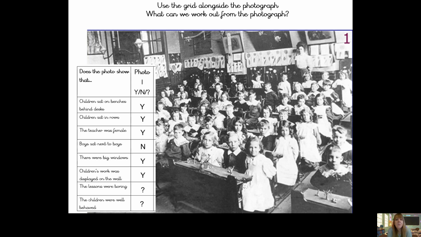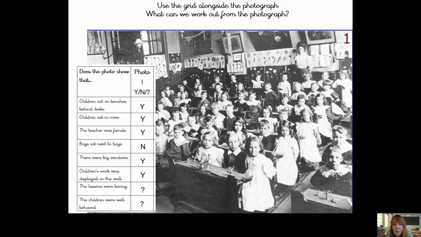Does the photo show that children sat on benches behind desks? Let's have a look. Are they sitting on benches behind desks? Yes, they are. So we're going to put a Y in the grid. Does the photo show that children sat in rows? When children sit in rows, it means they sit in lines rather than sitting in groups. And it does look like they're sitting in lines, so they're sitting in rows. So we're going to put a Y for yes in that part of the grid.